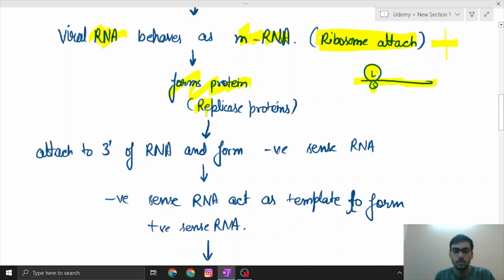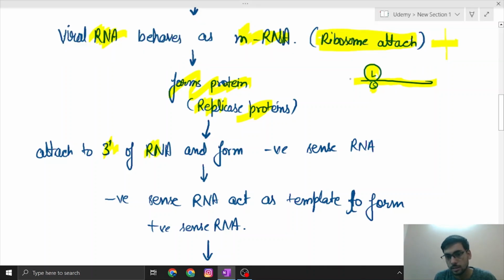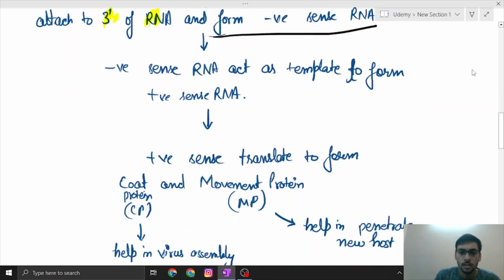And they form proteins. The first protein formed is the replicase protein. This replicase protein attaches to the 3' end of the RNA. This RNA has two ends, the 5' end and the 3' end. Usually ribosomes attach from the 5' end, but later, once proteins like replicase are formed, replicase attaches here and replicates it. From this positive strand it will make a negative strand RNA.